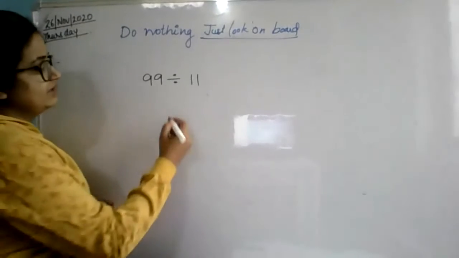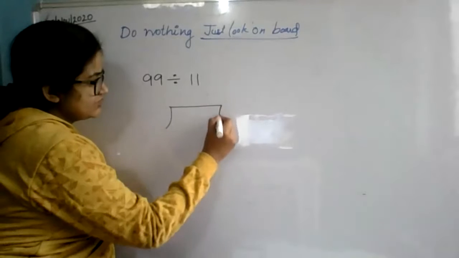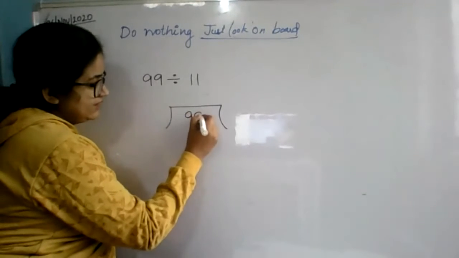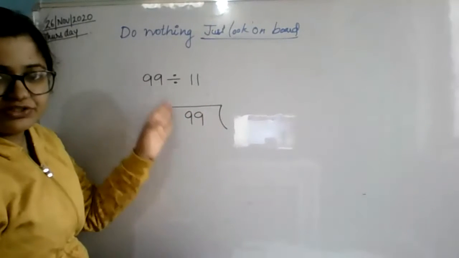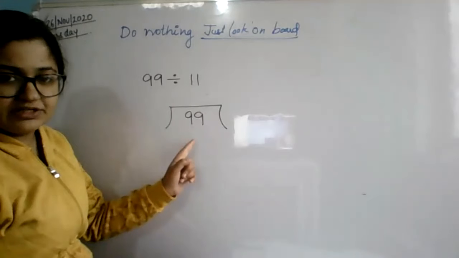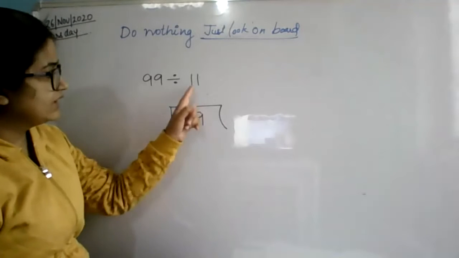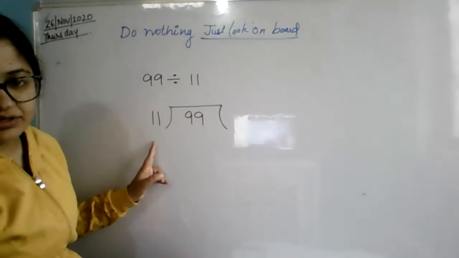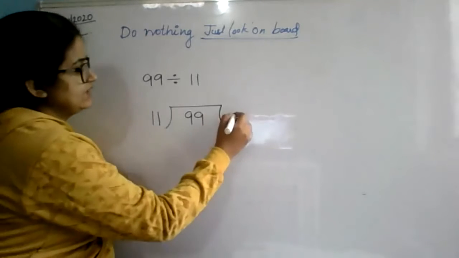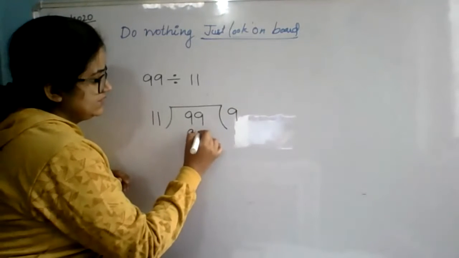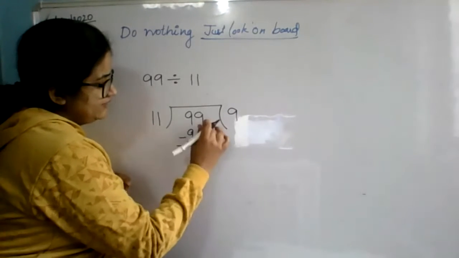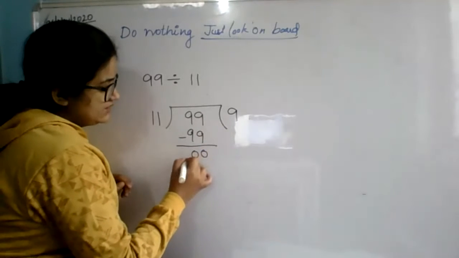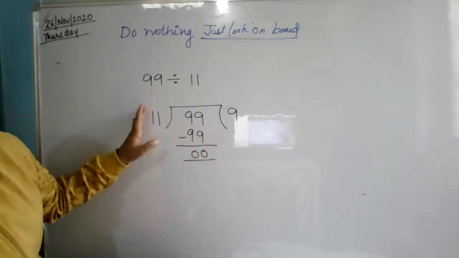In the long division method, 99 is given to us. We'll put 99 here. I told you, the dividend should be inside. 11 will be here. 11 nines are 99. You subtract it and you will get 9 minus 9, 0. Most of you have done it in this way.